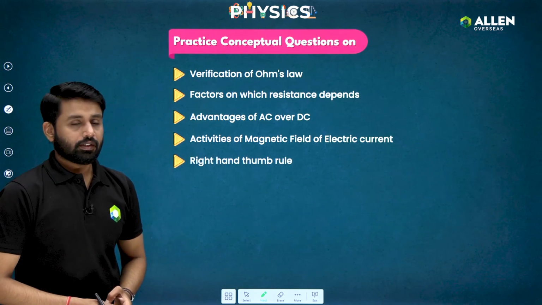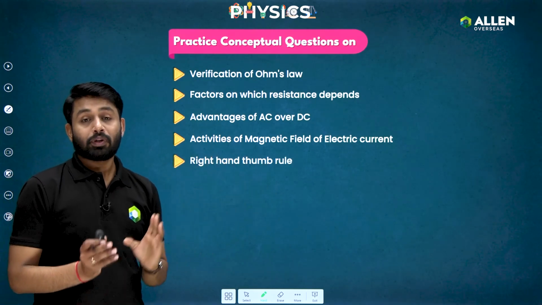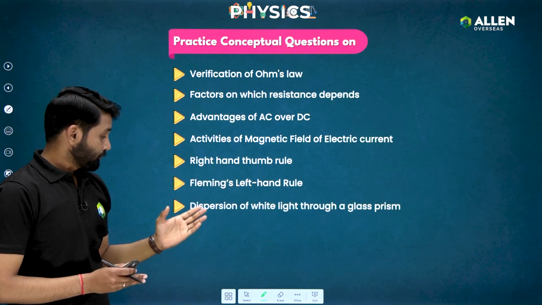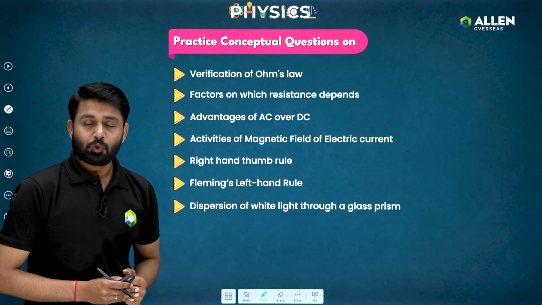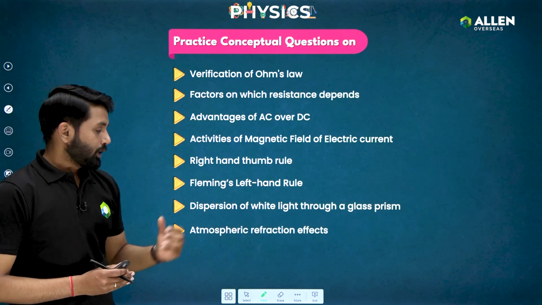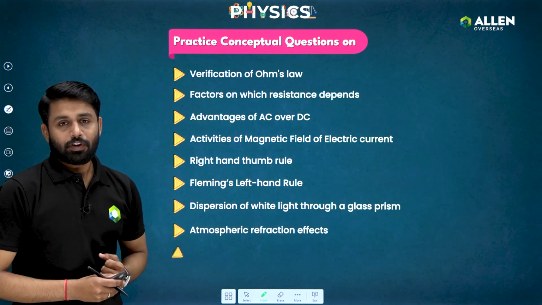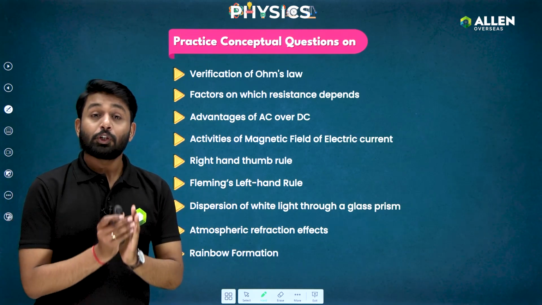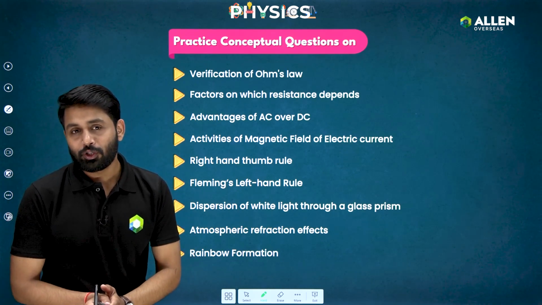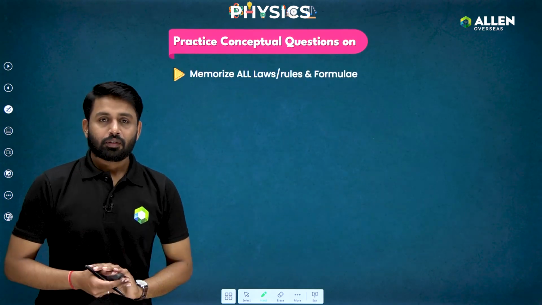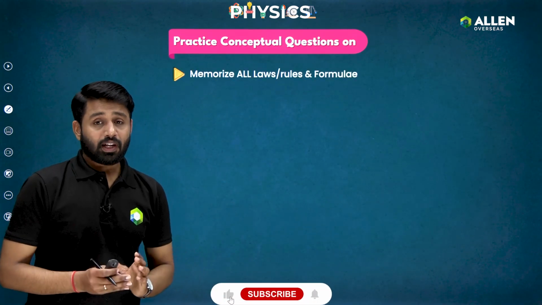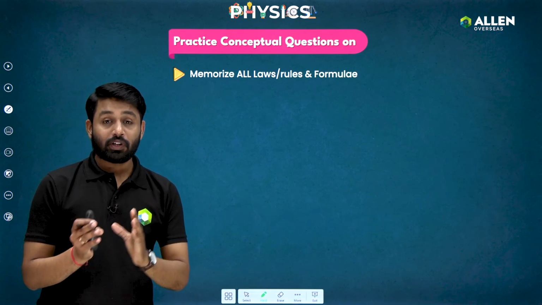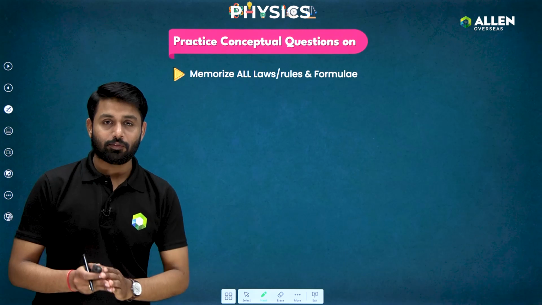After that, right hand thumb rule, you have to memorize this rule. Then Fleming's left hand rule. Then dispersion of white light through a glass prism. Atmospheric refraction and its effect. Then rainbow formation. So these are the conceptual questions you should revise before going into the exam, right? Then memorize all the rules, right? We have the right hand thumb rule, so you should memorize the right hand thumb rule and Fleming's left hand rule.